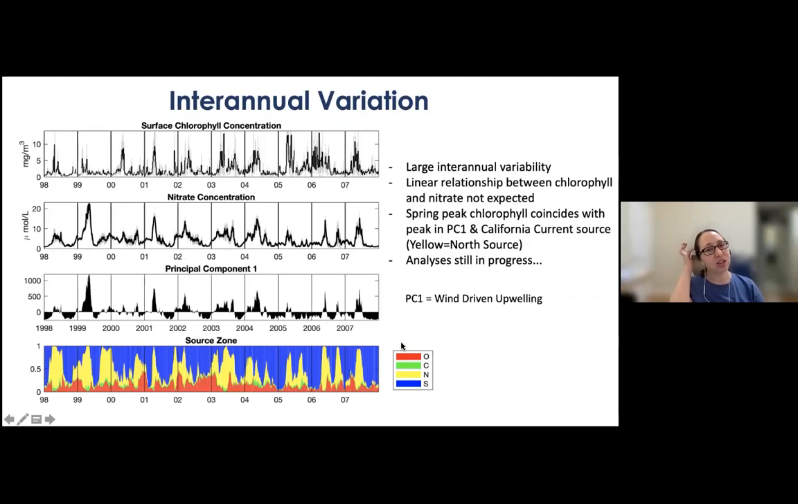So interannual variation. This is in progress. I wanted to show just a few things. The first is a time series of surface chlorophyll average as well, which over our 10 years in particular really varies a lot. There are much higher blooms some years. The second one is the nitrate concentration calculated by the model. The third panel is the principal component for those specific years. And the bottom is the source zone.